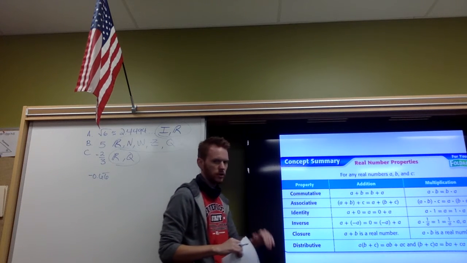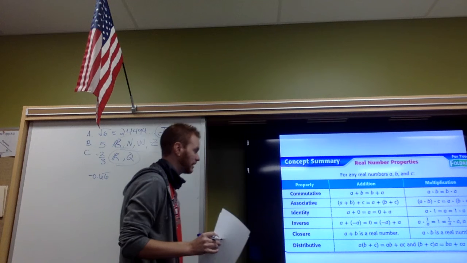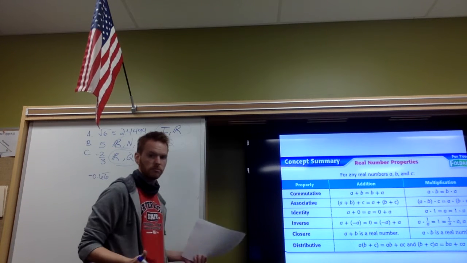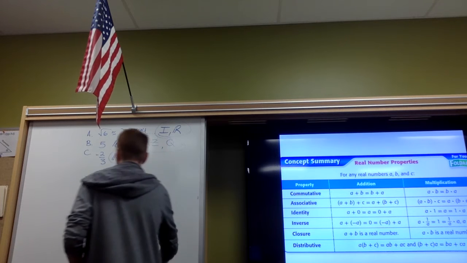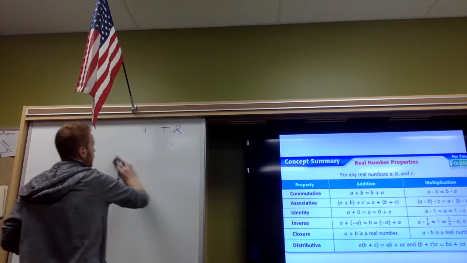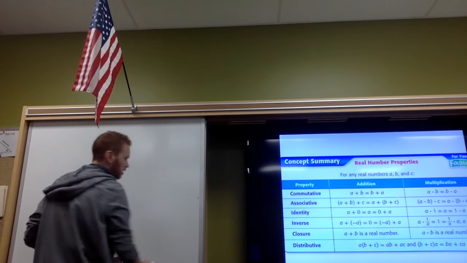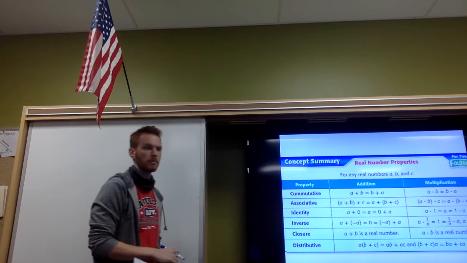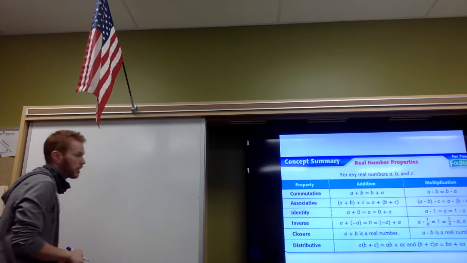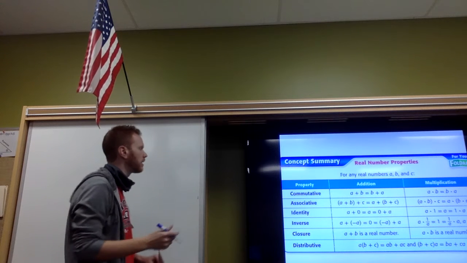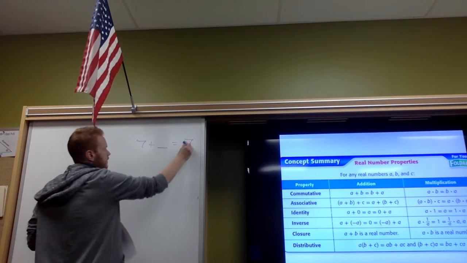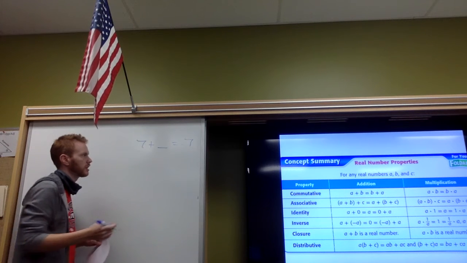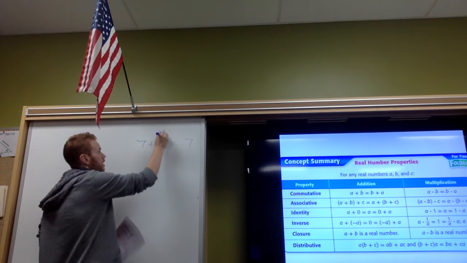Identity, inverse, and closure. Let's talk about these three because they're definitely newer, I would say, for you guys. Okay? Identity means whenever I add something to a number, I get the number back. Now think about it. What number can I add to 7 and I get 7 back? What number is it going to be? It's going to be 0.